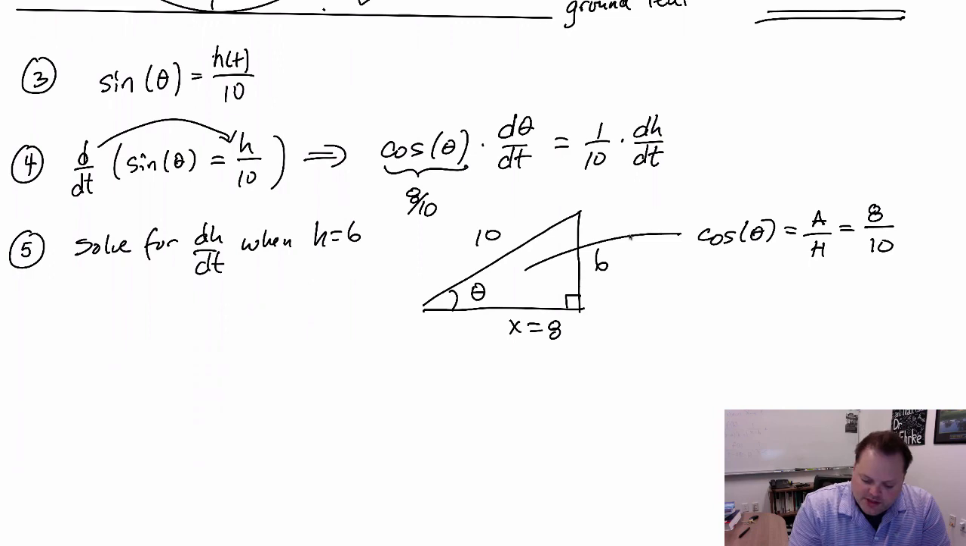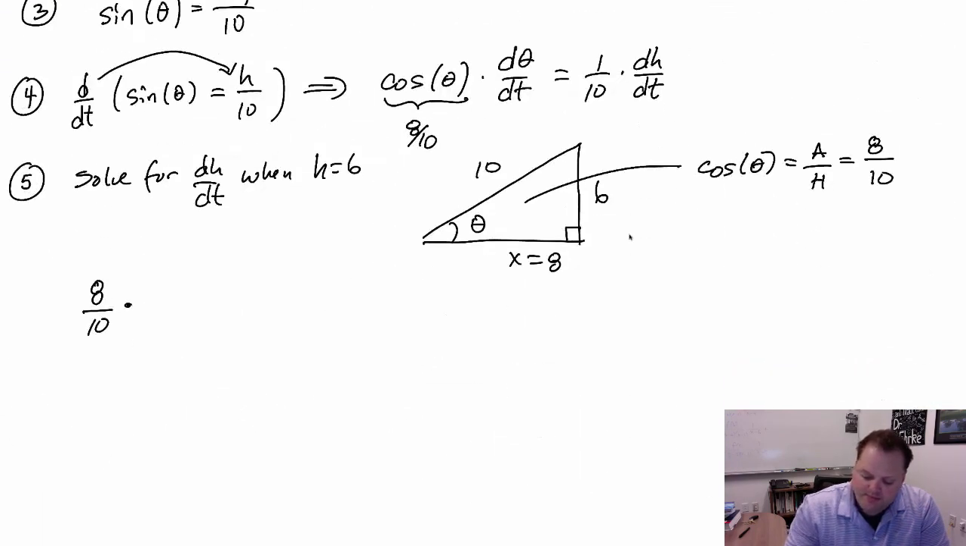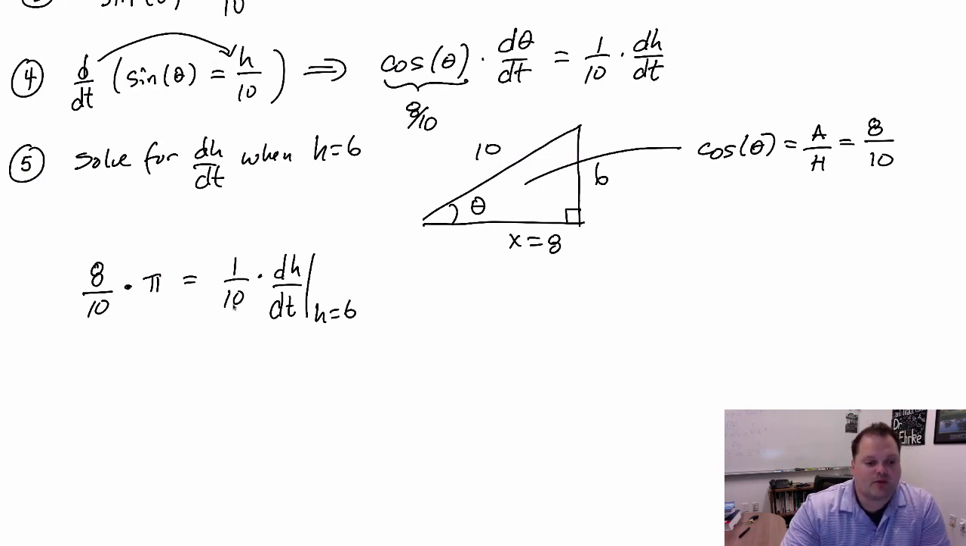So solving for dh dt, I have 8/10 times d theta dt. Well, d theta dt was the given rate, pi radians per minute. So times pi radians per minute equals 1/10 times dh dt, which is what we want to solve for when h is 6. So if you just compare, I've got 1/10 and 8/10. So I've got 8 pi divided by tenths equals, dh dt has to be 8 pi.